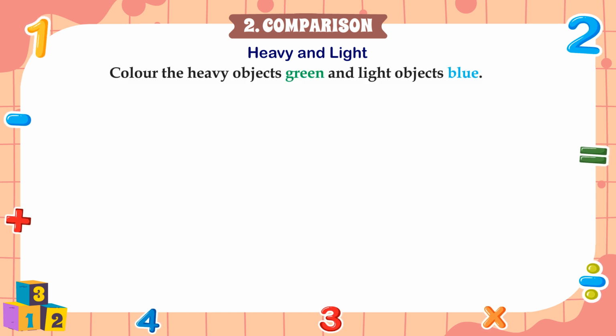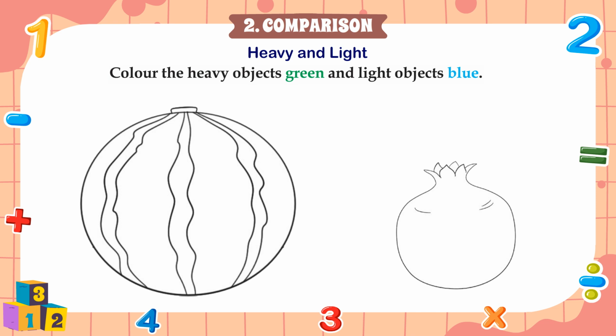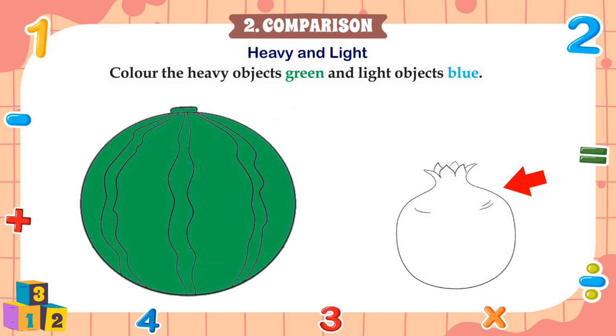Now let's color the heavy object green and light objects blue. Which fruit is heavier? Yes, the watermelon is heavy, so we need to color it green. And the pomegranate is light, so let's color it blue.